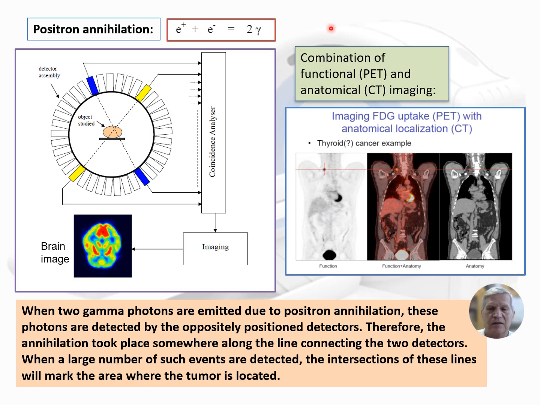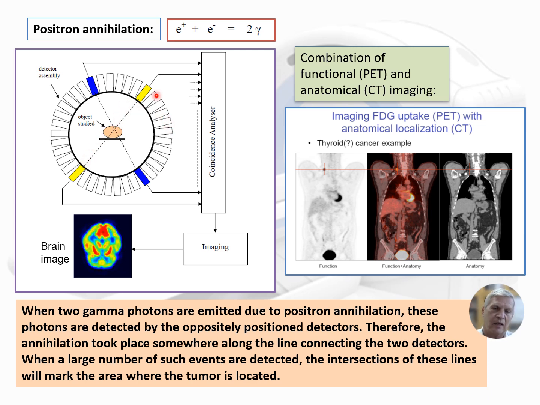As we discussed, fluorine 18 is a positive beta emitter. That means it will emit positrons, and after thermalization, these positrons will annihilate with electrons, giving 2 gamma photons. This is called positron annihilation. This positron annihilation results in these 2 gamma photons, which are emitted in opposite directions.